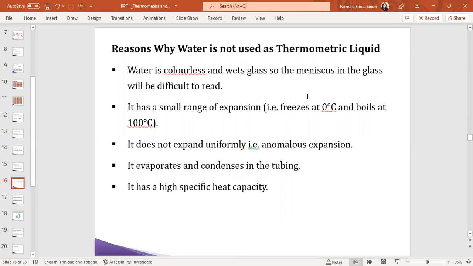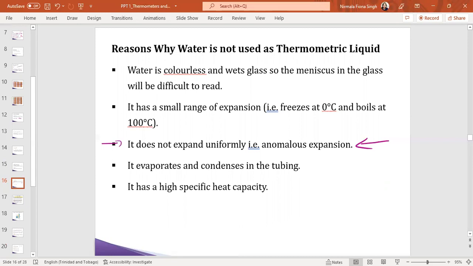It does not expand uniformly. This one here automatically kicks water out of consideration when it comes to thermometers. It evaporates and condenses in the tubing, and there's a high specific heat capacity. High specific heat capacity means it takes a while to respond to heat.